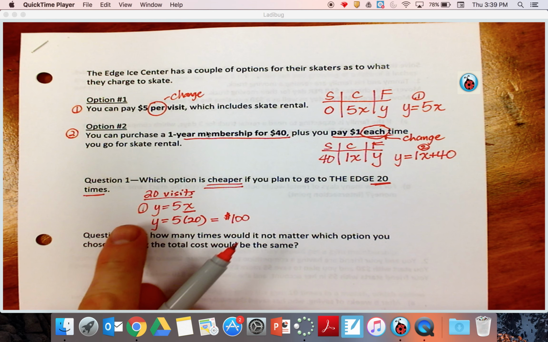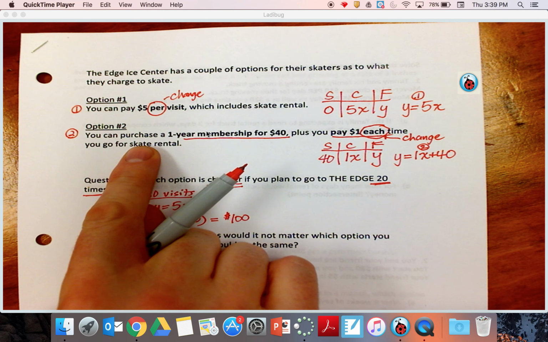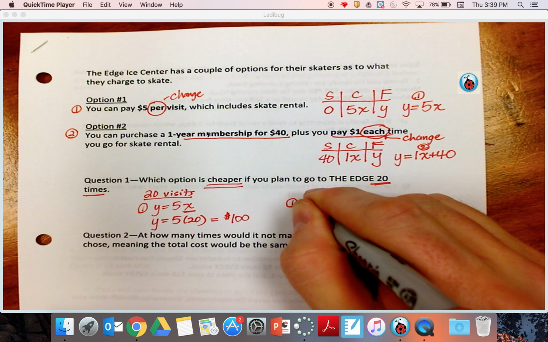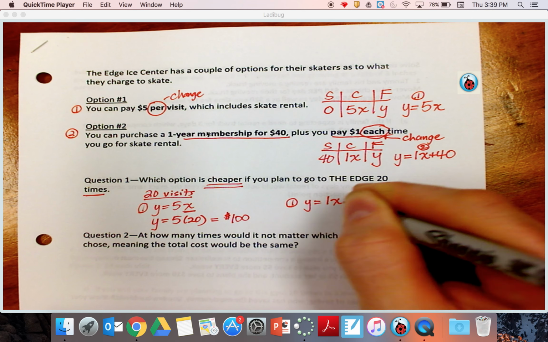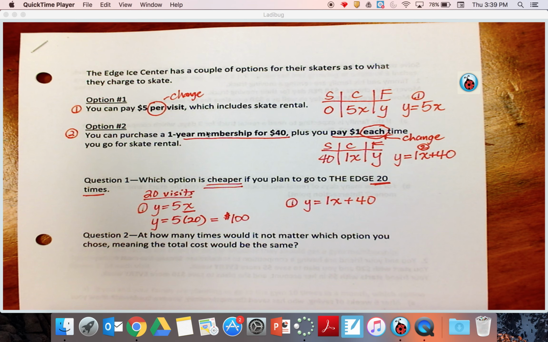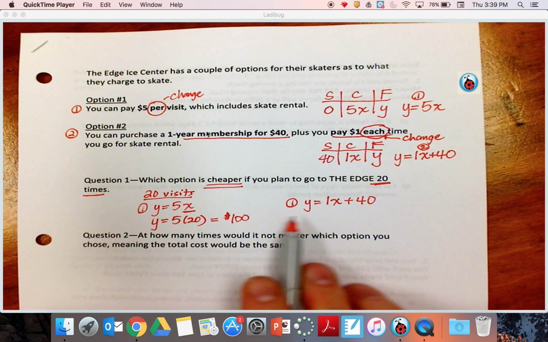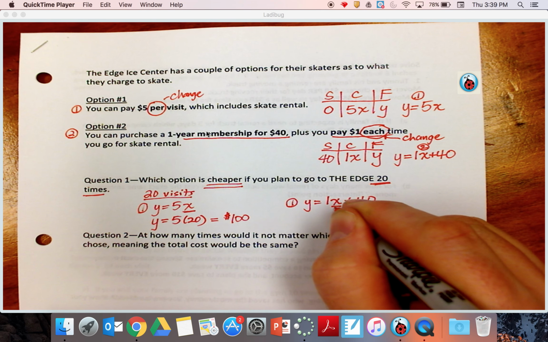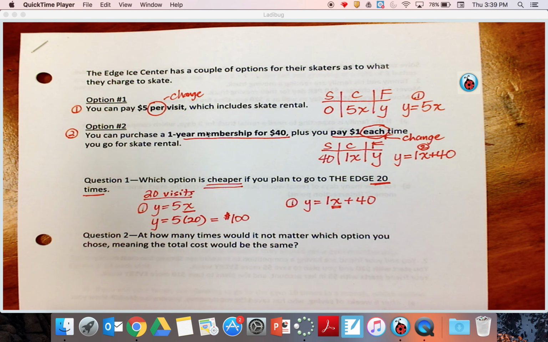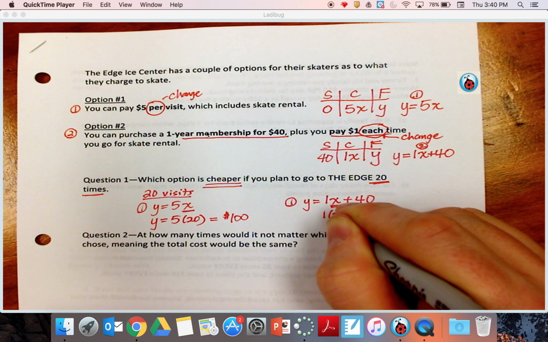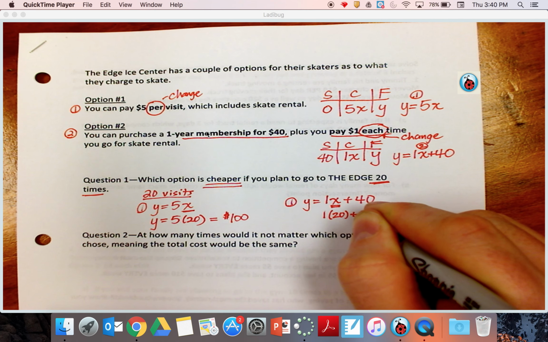If I do the same thing, I have to check which option is cheaper, because I have 2, so I have to check the second one here. So my second option was y equals $1 for every visit, plus the 40 to begin with. I want to know how much it would be with this option for 20 visits. So my x here is the visits, 20 visits. Every time I go, I have to pay $1. I'm doing it 20 times. So it becomes 1 times 20 plus 40.